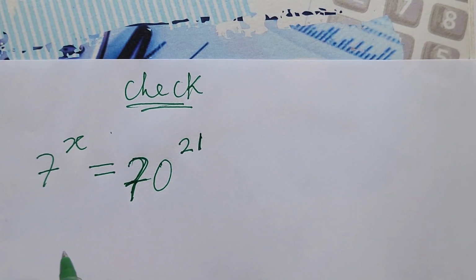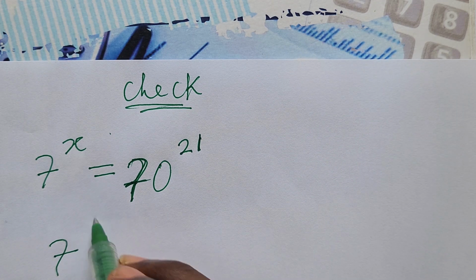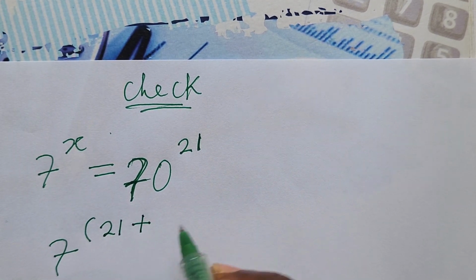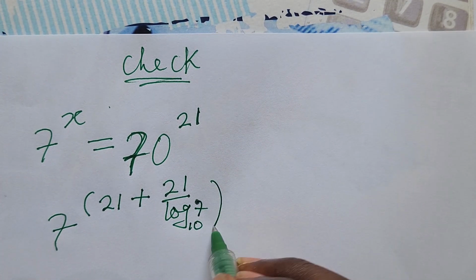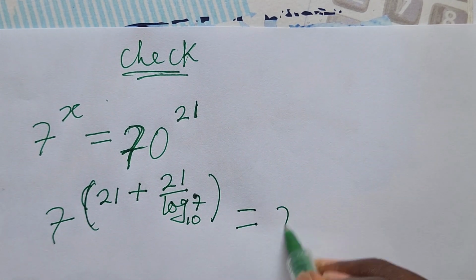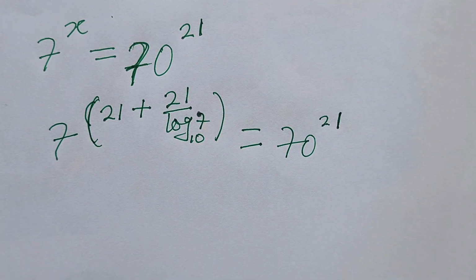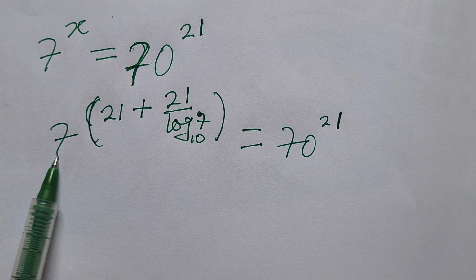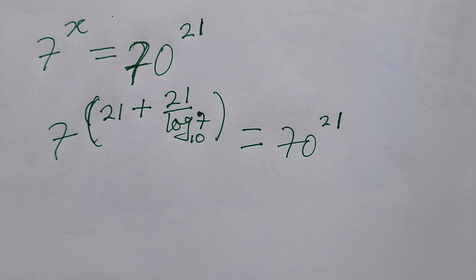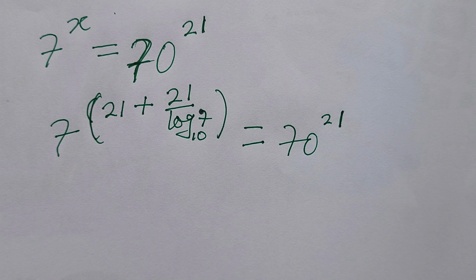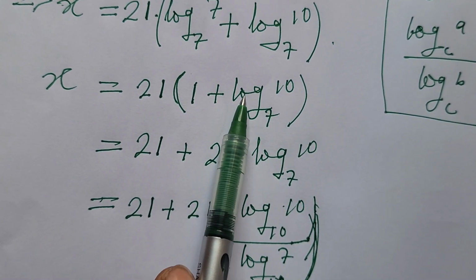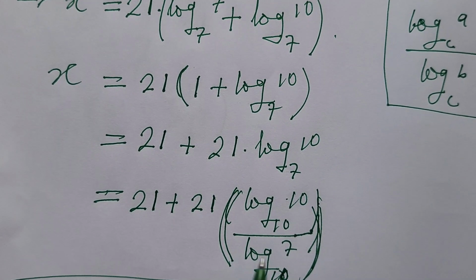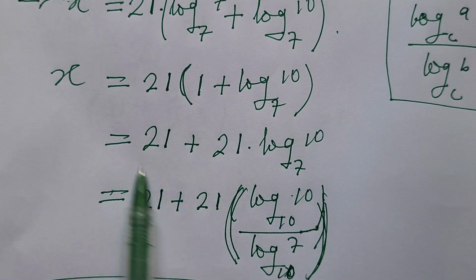So this is going to give us 7 to the power of bracket open 21 plus 21 all over log 7 base 10 close bracket, everything equal to 70 to the power of 21. Good. So what do we do here? Now we want to change this to base 7 because we are having base 7 here. And recall from one of the previous steps, look at what we have here. The whole of this expression is what we solved down to. So we want to bring this expression back here now.